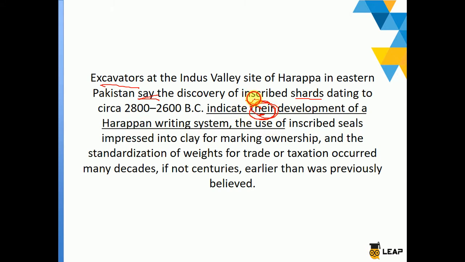Alright, so we know that there's something wrong here. Let's read the rest of it. There's a comma here. The use of inscribed seals impressed into clay for marking ownership and the standardization of weights for trade or taxation occurred many decades, if not centuries, earlier than was previously believed. Oh, now I get it. They are talking about something happening earlier than was previously believed. Now notice how I only understand that by the time I reach the end of the sentence.